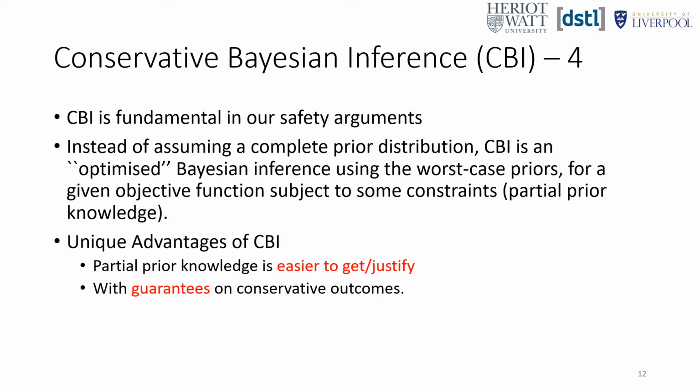And we believe CBI has some unique advantages. Partial prior knowledge is much easier to get and justify in safety cases, while a complete prior distribution normally assumes extra and unjustified assumptions, and this extra information normally leads to optimistic bias in the reasoning. Also, CBI can guarantee some conservative outcomes because CBI is a set of proved theorems for the given combination of objective function and constraints.